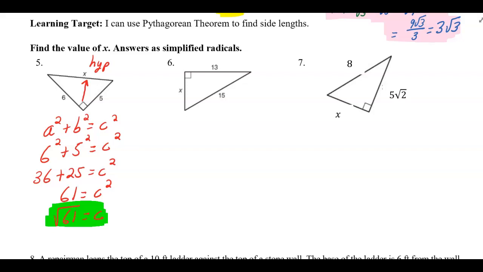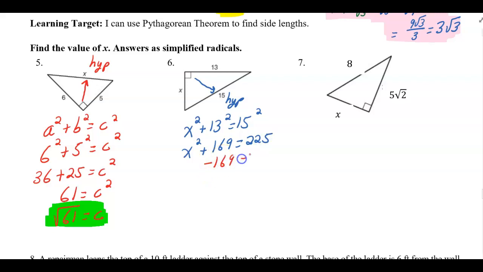If we look at example 6, the 15 is the hypotenuse, so I will do x squared plus 13 squared is 15 squared. Using my calculator, we get x squared plus 169 is equal to 225. We'll subtract 169 from both sides.